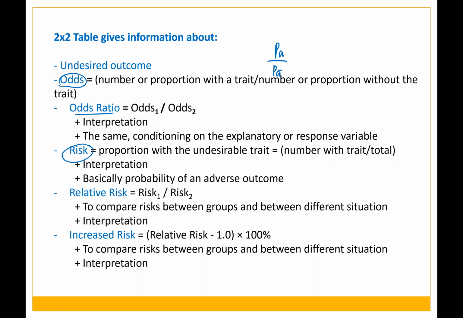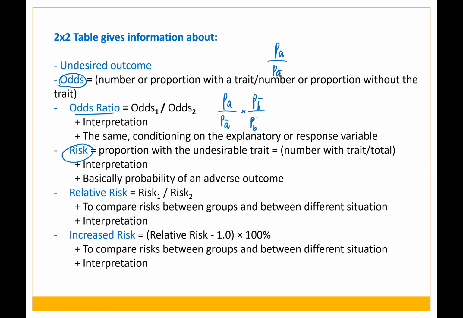Then we have the odds ratio, and we have to understand its interpretation. The odds ratio is defined as the odds of some outcome 1 divided by the odds of some outcome 2, and each of the odds is defined this way, so it equals P(A) divided by P(A bar), over P(B) divided by P(B bar), with A and B being the two outcomes we're talking about.